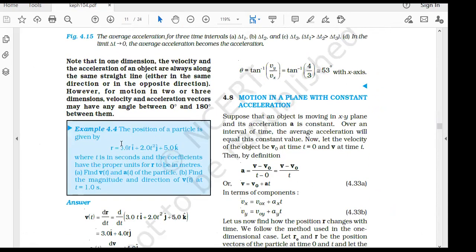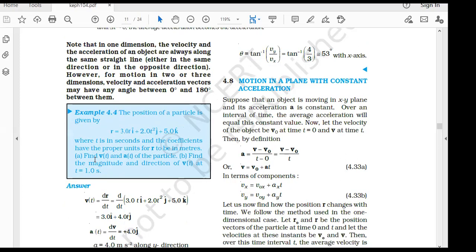The position of a particle is given by this, so this is your position vector, where t is in seconds and the coefficients have the proper units for r to be in meters. Find v of t and a of t. If displacement is given, how do you find the velocity?